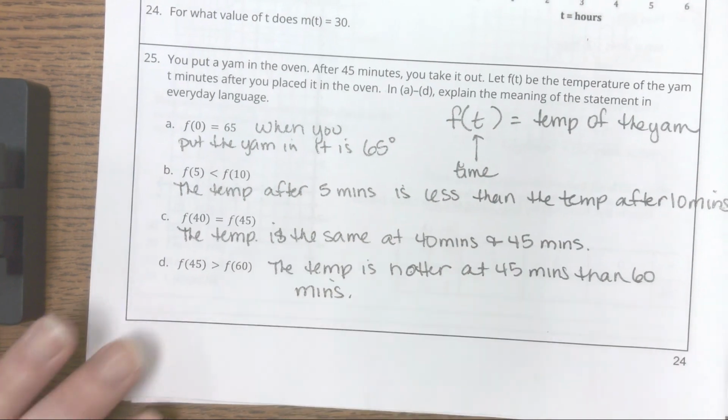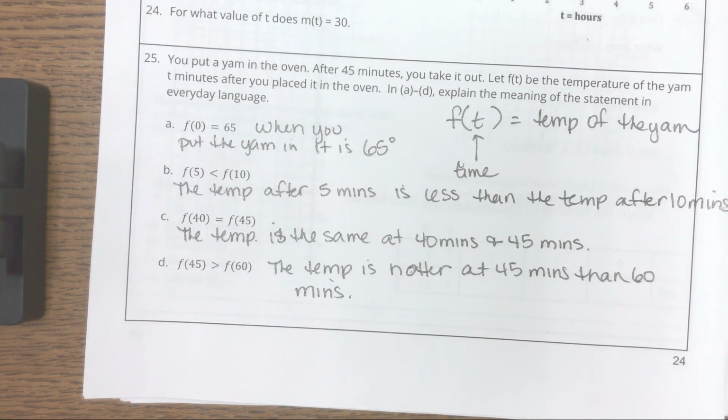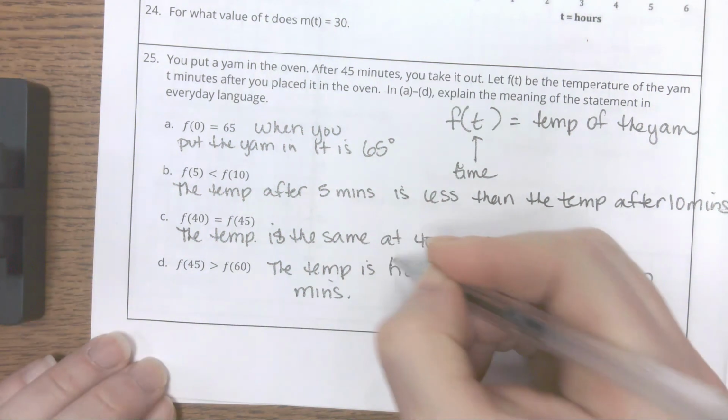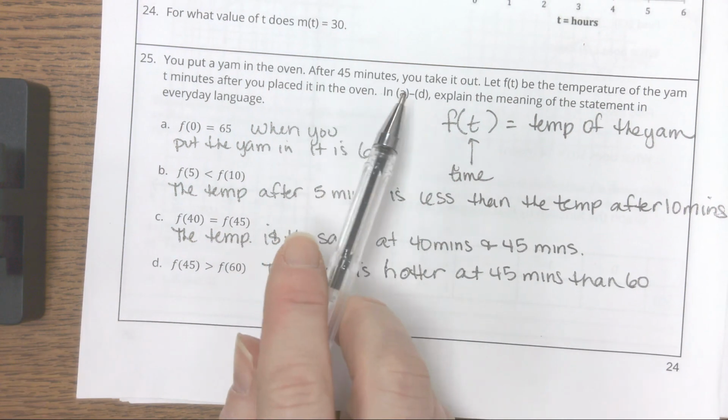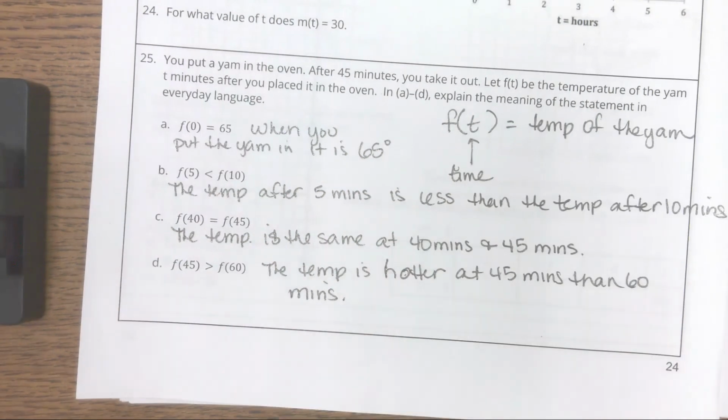Go back and read in the problem. Why is that? Because you take it out. At 45 minutes, you take it out of the oven. So now the yam is cooling down.